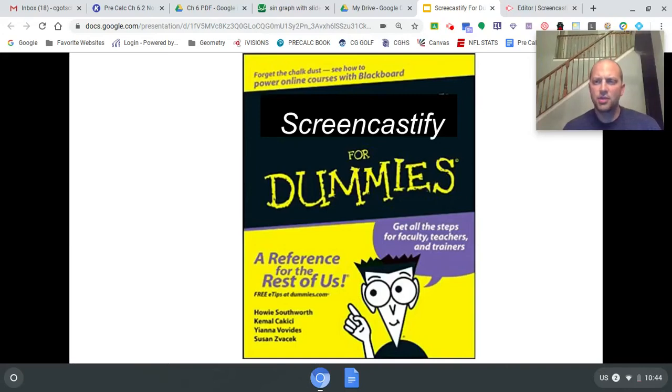Hey, gang. Just wanted to share with you some do's and don'ts with ScreenCastify. We're going to call this ScreenCastify for Dummies.